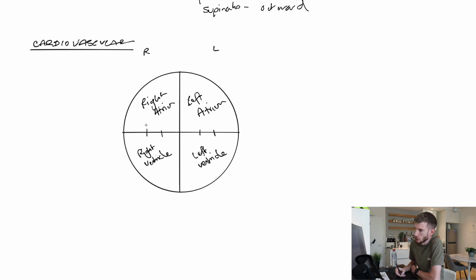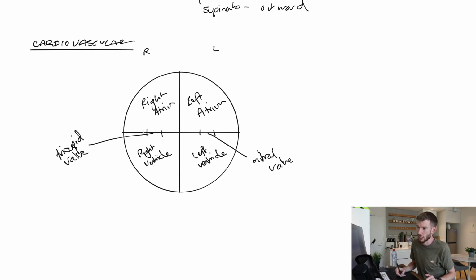And so from here to here, we have the tricuspid valve, and then over here we have the mitral valve, sometimes called the bicuspid valve. Where that comes from is actually down to the way they're structured. You don't need to know a huge amount about this or even anything about it.